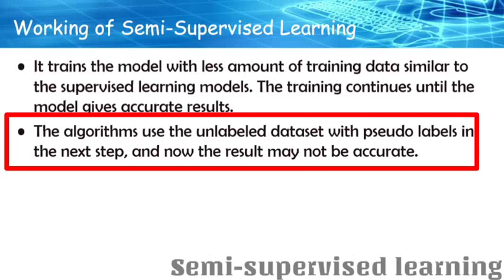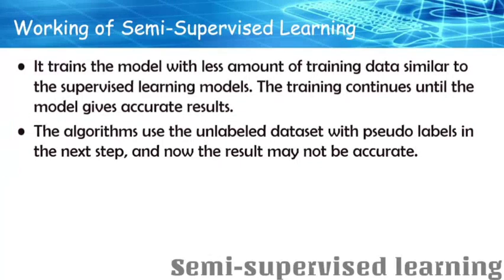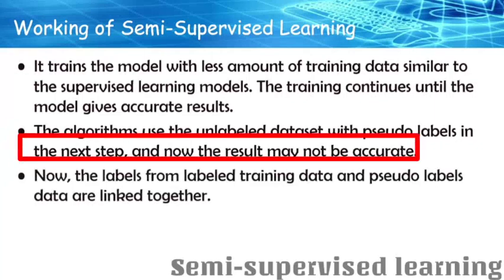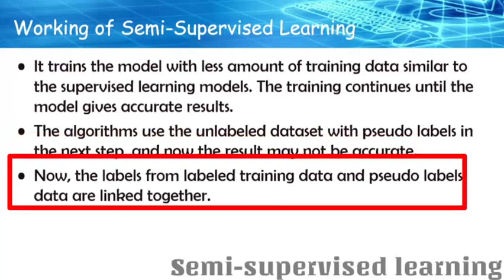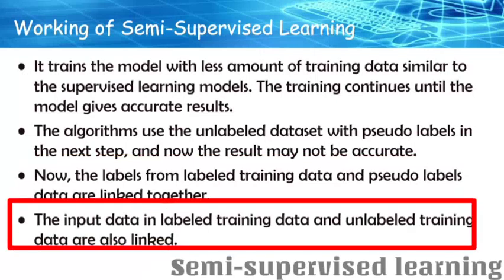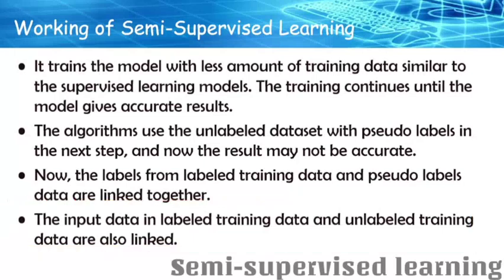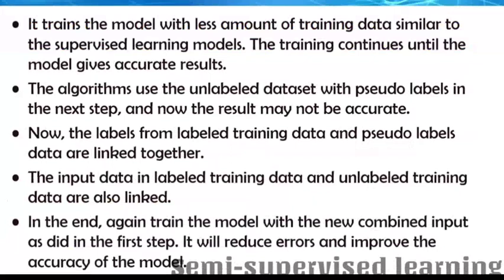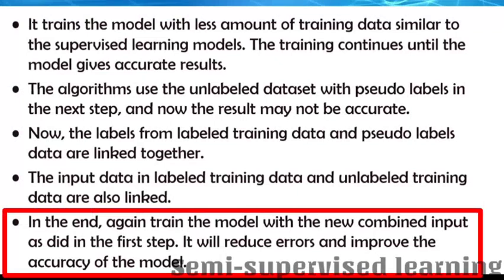Now the result may not be accurate, but we'll have a lot of unlabeled data with pseudo labels. The labels from the labeled training data and the pseudo labels are linked together, perhaps by finding the correlation between them. Then the input data from the labeled training data and the unlabeled training data are also linked together. Finally, this is the very important step, where the model is trained again with the new combined input, as we did in the first step, reducing the errors and improving the accuracy.